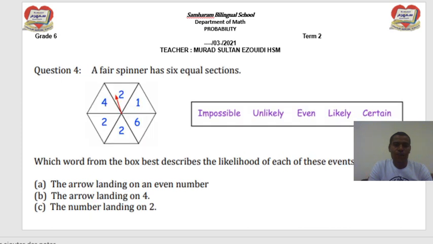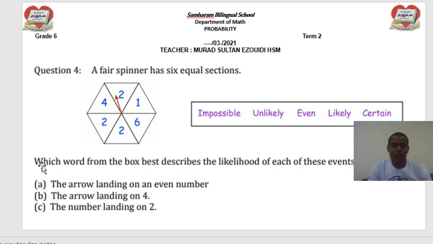Okay, for the next question, question 4, a fair spinner has 6 equal sections. This is a fair spinner. It consists of the numbers 1, 2, 4, 2 and 6. The words that you can use here: impossible, unlikely, even, likely, and certain.